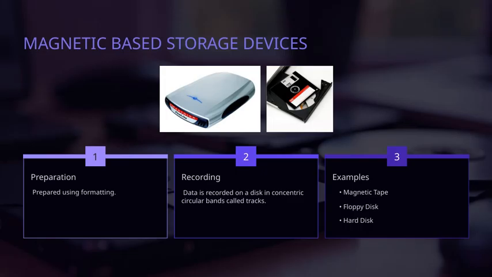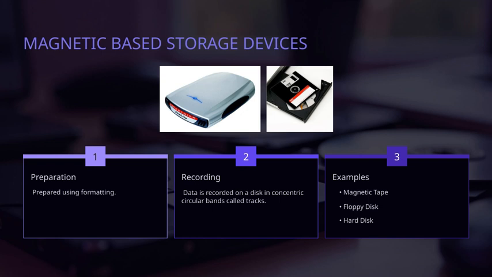Let's talk about magnetic-based storage devices. First, when we look at preparation, these devices are typically formatted before use, ensuring the data can be written and read efficiently. Moving on to recording, data is stored on a disk in concentric circular bands called tracks. These tracks are like individual rings on the disk, which makes locating and accessing data faster and more organized.